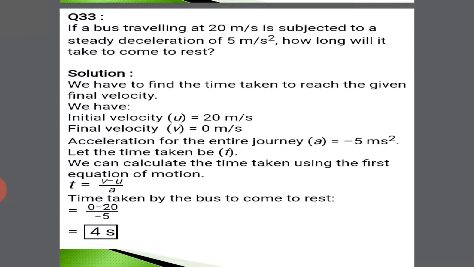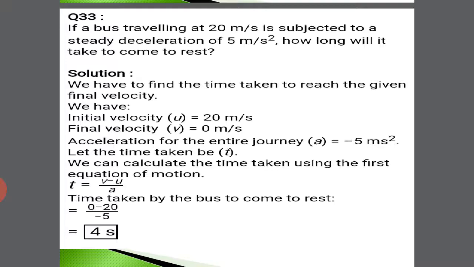Okay, if a bus traveling at 20 meter per second is subjected to a steady deceleration of 5 meter per second square, how long will it take to come to rest? Again we need to calculate the time taken. Initial velocity is given there, finally it will come to rest, so 0. Acceleration is -5 because the speed is decreasing, and it is also known as retardation, -5 meter per second square. We can calculate the time taken using the first equation: t is equal to v minus u by a.